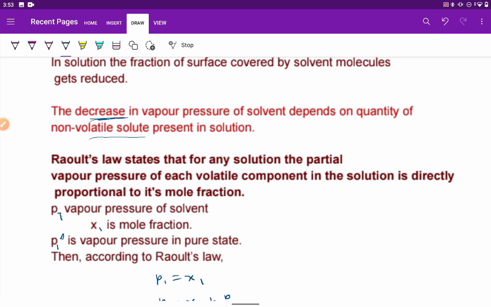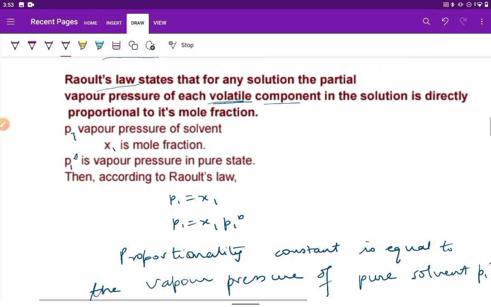Now Raoult's law states that for any solution, the partial vapor pressure of each volatile component in the solution is directly proportional to its mole fraction. We have to be careful, it is a volatile component in the solution. So the partial vapor pressure of each volatile component in the solution is directly proportional to its mole fraction.